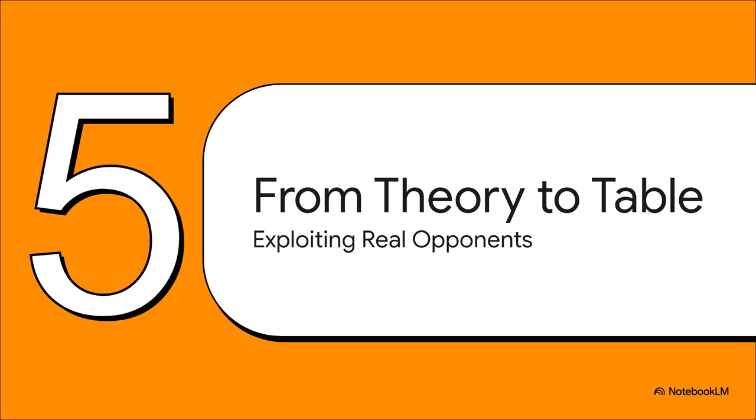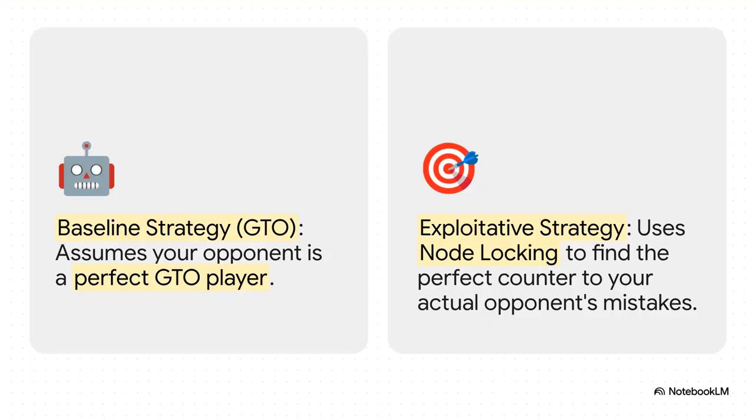So GTO is your unbreakable baseline strategy. But let's be real, the people you play against are not perfect GTO robots. They make mistakes. They have leaks. So the next level of studying with a solver is about moving beyond pure theory and learning how to actively exploit the real players you're up against. And the feature for this is called node locking.